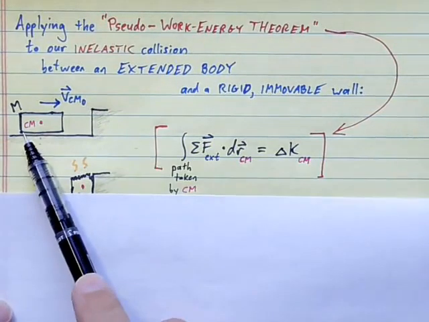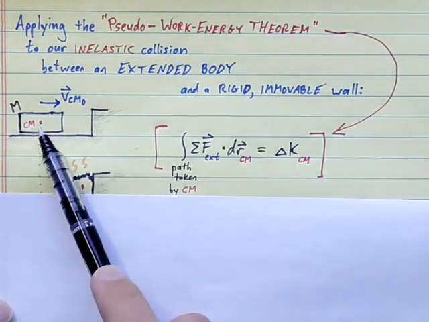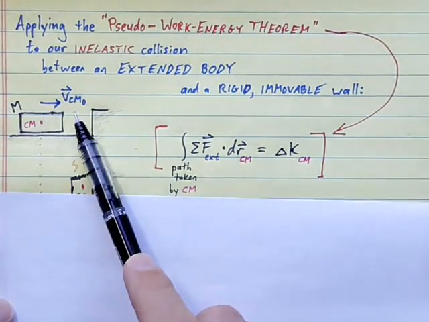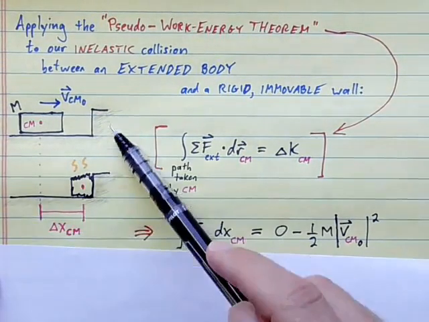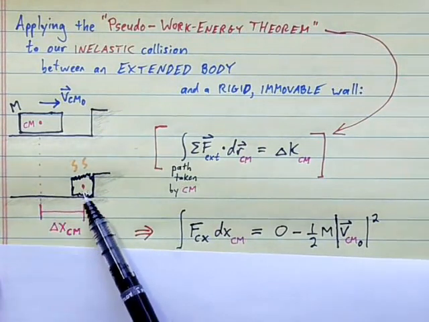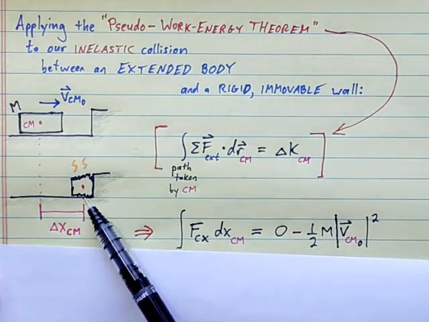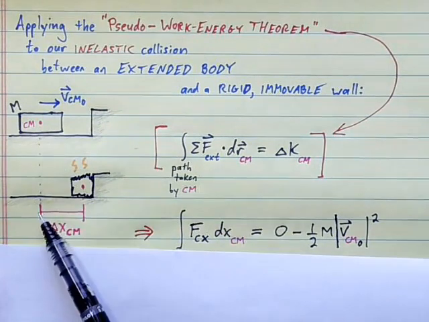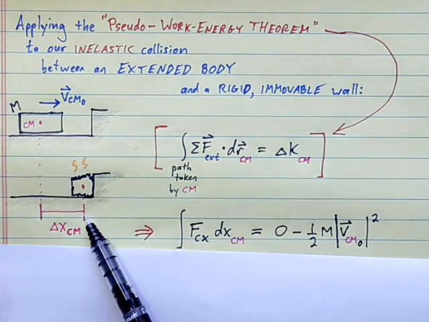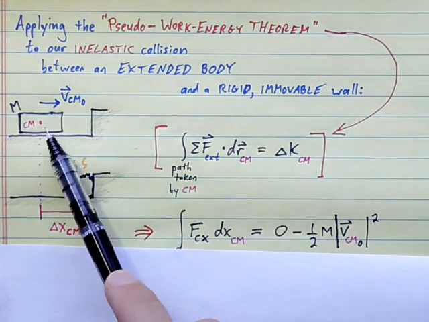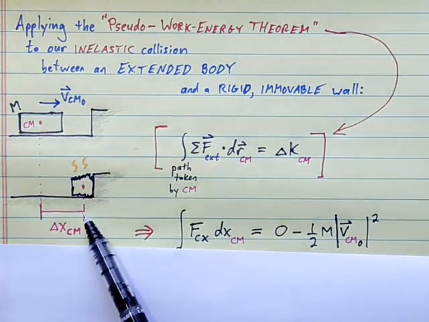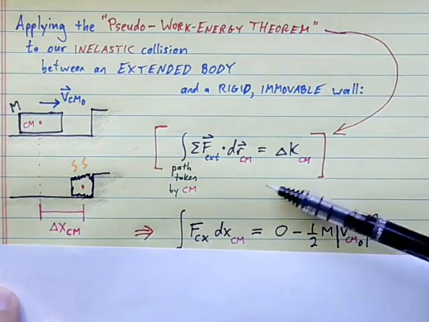So here's our block approaching the wall. There's the center of mass, initial VCM to the right. Then let's say sometime later, the block has fully crumpled, crashed, and come to rest. And the center of mass has moved this distance forward. Now each little bit of the block moved a different distance, but the center of mass specifically moved this distance.